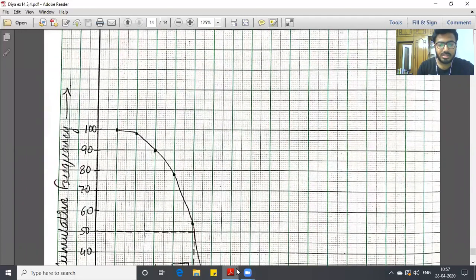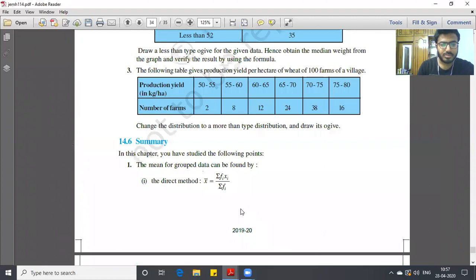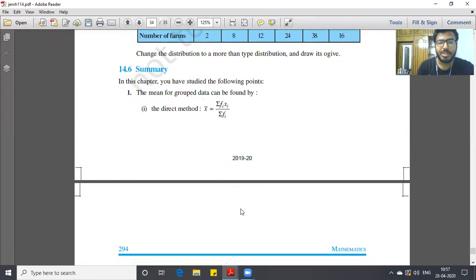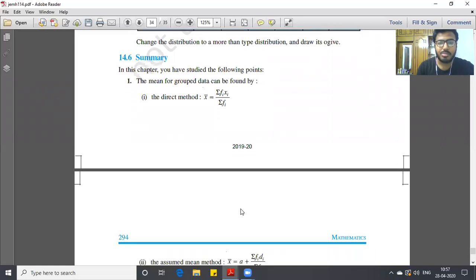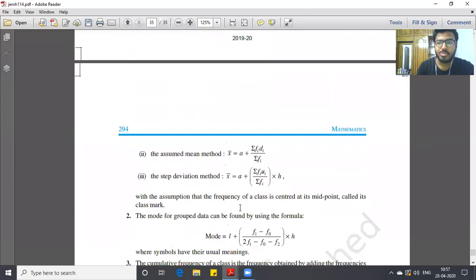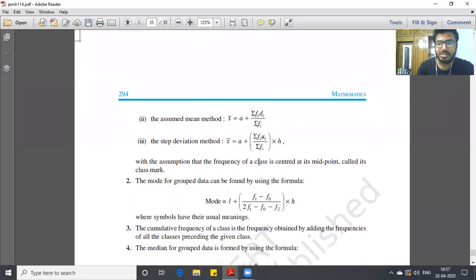Here we complete the 14th chapter. Okay, let's go through the summary again. First we did the direct method. Mean we did first, that is sigma fi xi upon sigma fi. Assume mean method, in it we took a value a, so a plus sigma fi di upon sigma fi. And then in step deviation, we also used the class length. So x bar is equal to a plus sigma fi ui upon sigma fi into h.